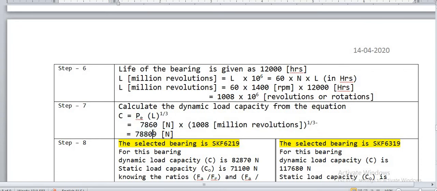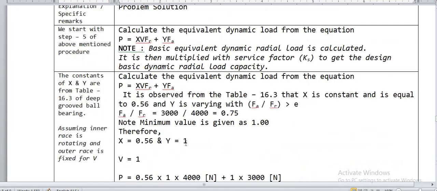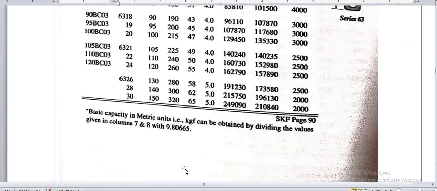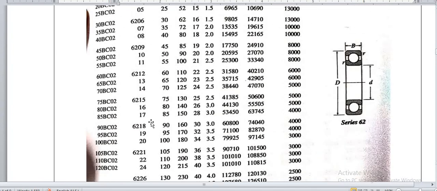Based on this loading condition, we need to select a bearing in either the 62 series or the 63 series. If you see the 62 series, 78,000 and odd, we will lie at the 6219 series, where the dynamic capacity is 82,870. Therefore the higher value is considered, and the selection of bearing will become the 6219 series.